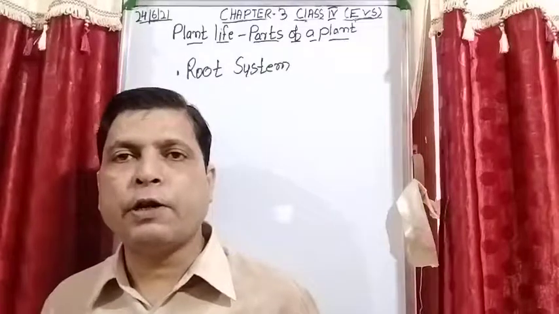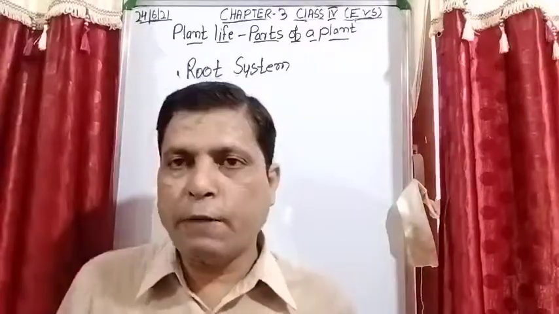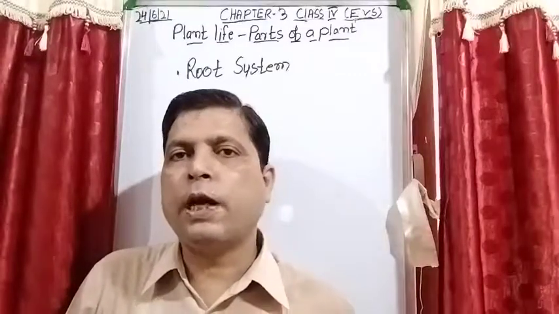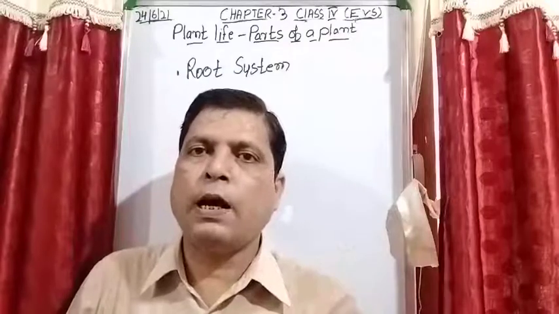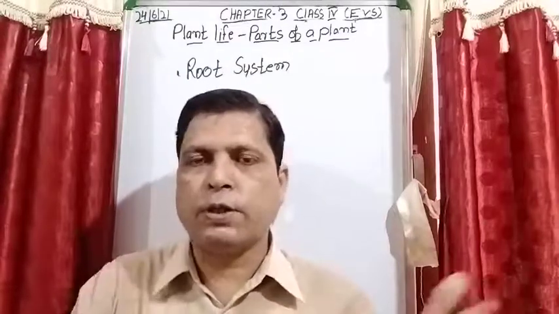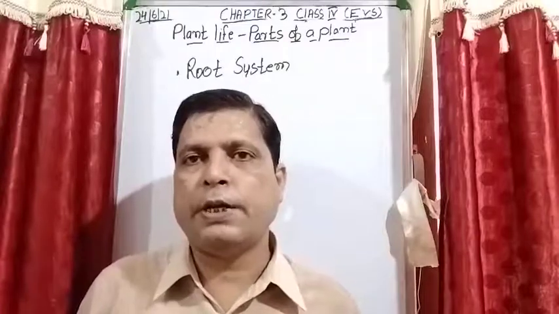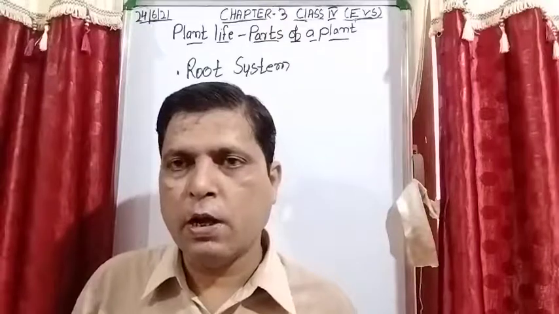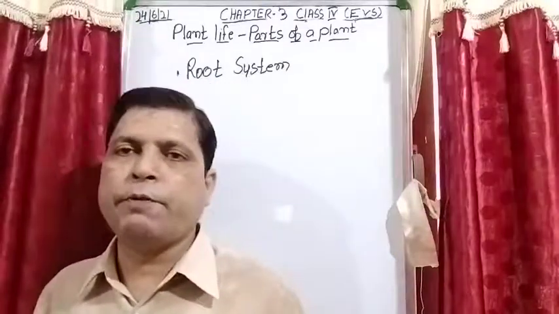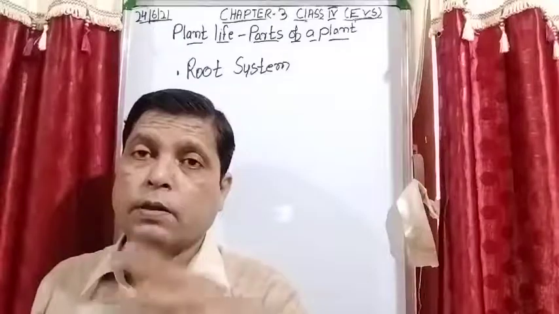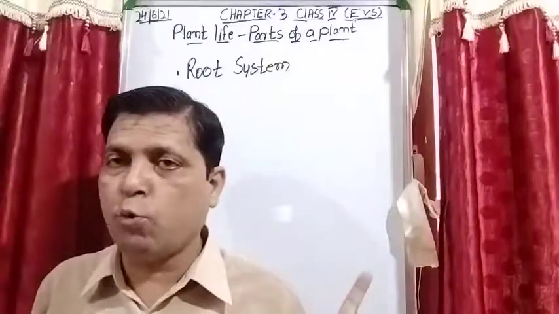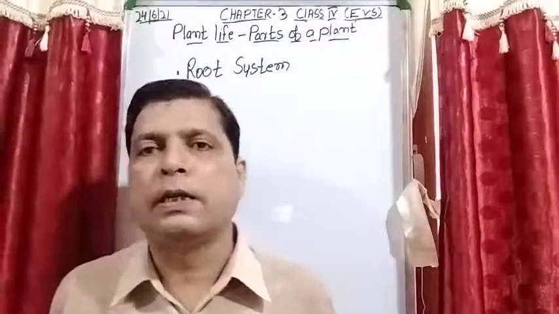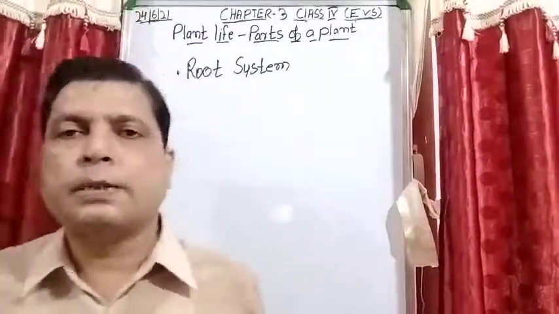And in the case of a fibrous root, they do not have a main root. Here what happens? From the base of the stem many roots of the same size spread in all directions. Is it clear? So what happens in the fibrous root? It means they don't have a main root like the tap root. So from the base of the stem many roots of the same size spread out.